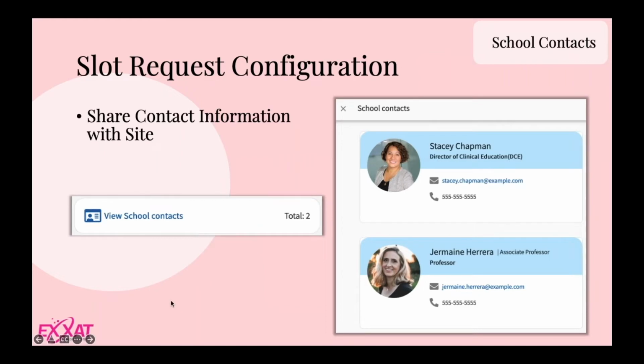Okay, so when the site receives the slot request, they also have a place to view the school contacts. This is showing up on the site's right-hand side of the slot request, right above the rotations. So they're not going to see you displayed until they click on the view school contacts, and then they'll see the people that are marked to be shown. So it's not like the first thing they see, but if they click on the view school contacts, they will see it then.